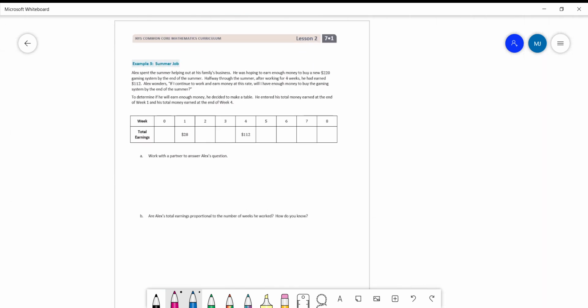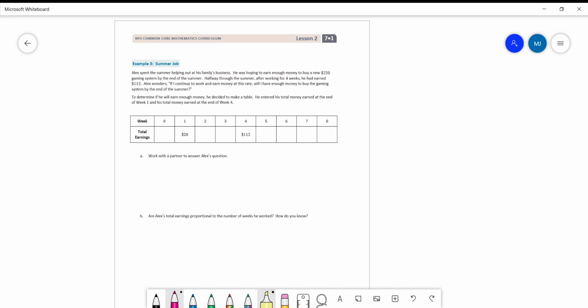Let's look at example number 3. So Alex has spent the summer helping out his family's business. He's hoping to earn enough money to buy a new $220 gaming system by the end of the summer. Halfway through the summer, after working for 4 weeks, he had earned $112. Alex wonders, if I continue to work and earn money at this rate, will I have enough money by the end of the summer for the system? To determine if he'll have enough money, he decided to make a table. He entered his total money earned at the end of week 1 and his total money earned at the end of week 4. Part A, work with a partner to answer Alex's question.